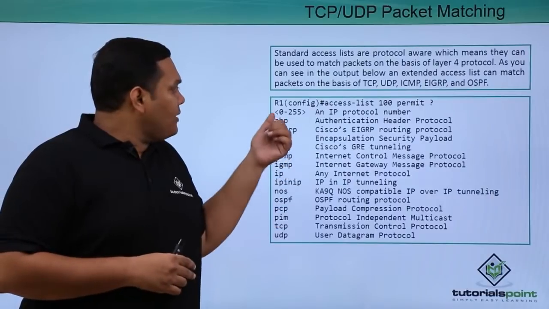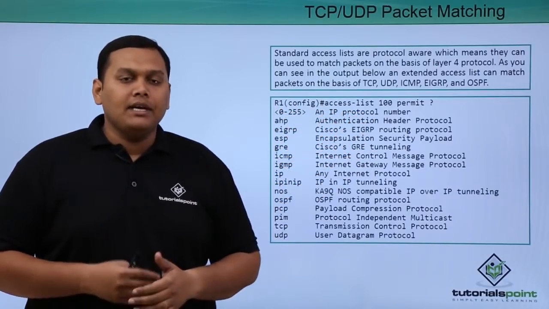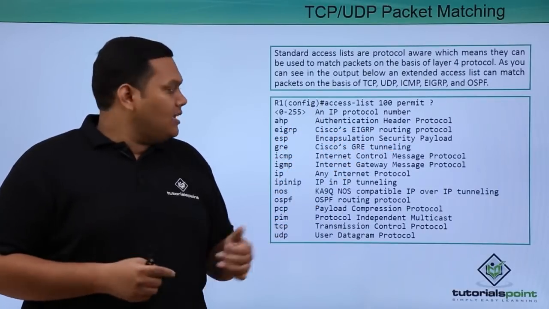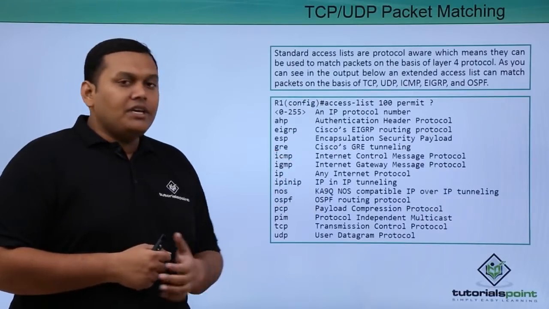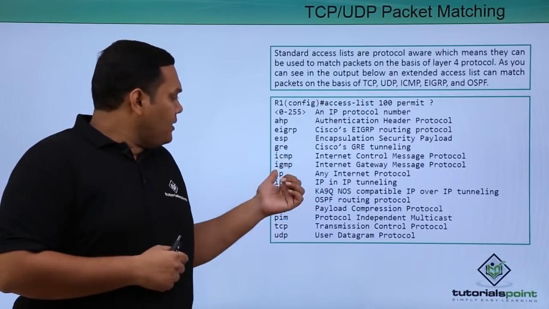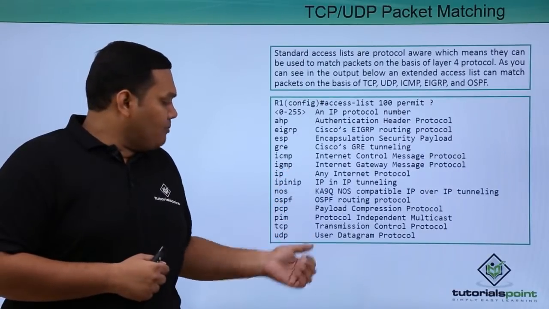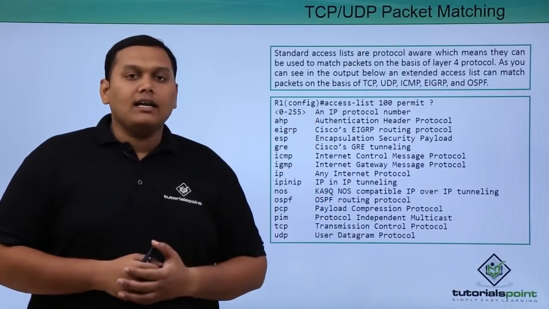When you type in configuration mode access-list 100 permit, it will give the list of IP protocol numbers as well as the protocols available, like AHP, EIGRP, ESP, GRE, IP, ICMP, OSPF, TCP and UDP. So it gives a clear idea of what protocols are available here.